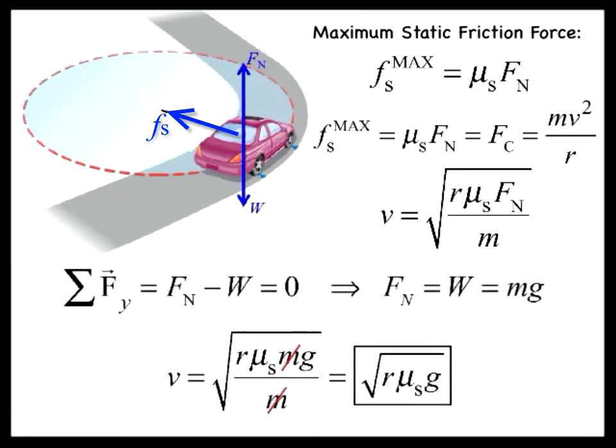As long as you take the curve at a speed less than v, the static friction force will be able to provide the necessary centripetal force to keep your car moving on the circle. The fact that the result is independent of the car's mass tells you the maximum safe speed to take the curve applies to all vehicles, including small cars and big trucks.